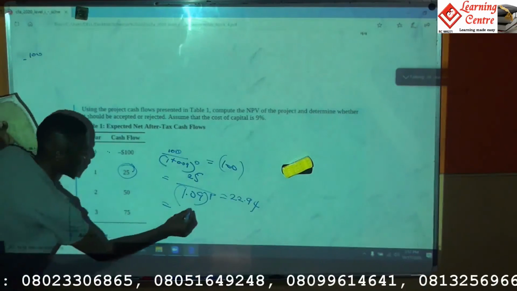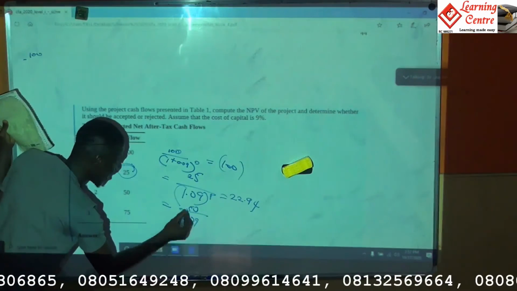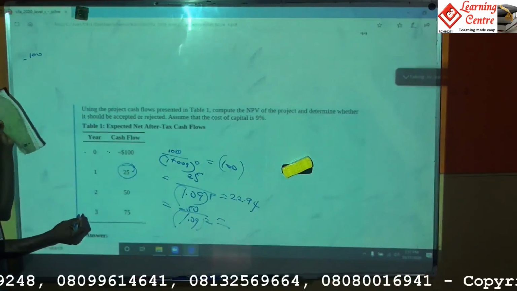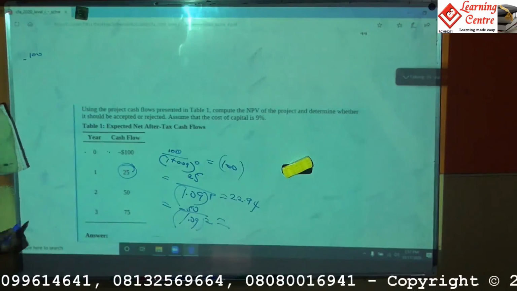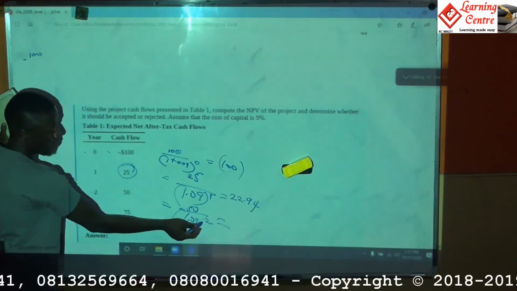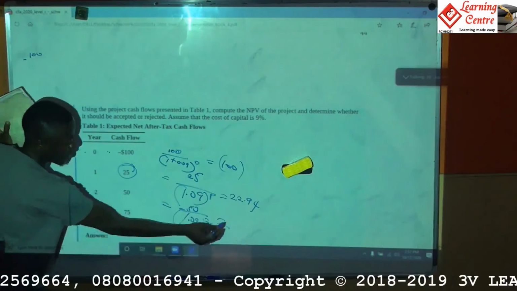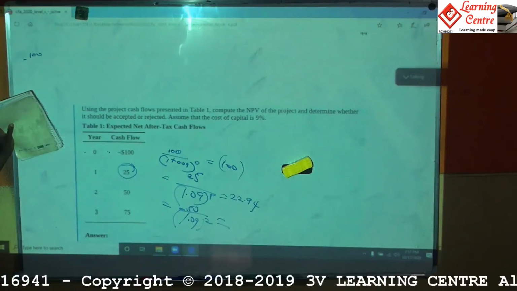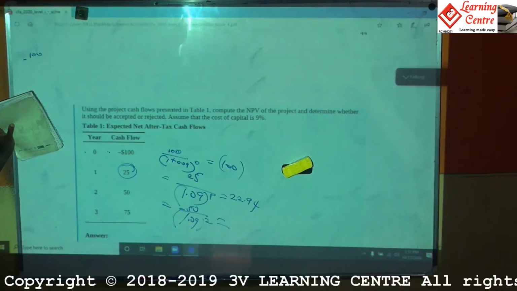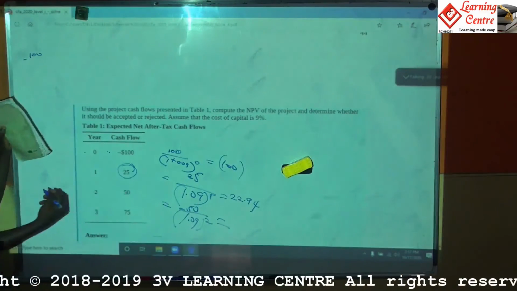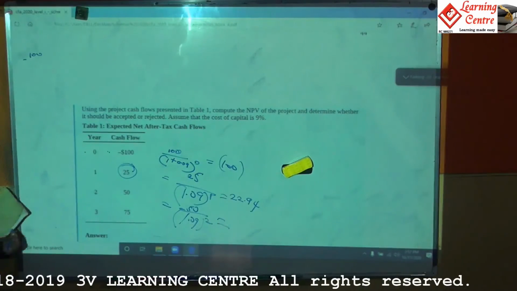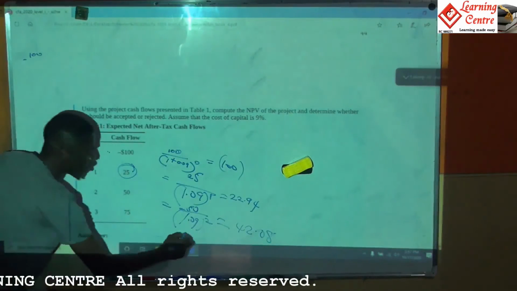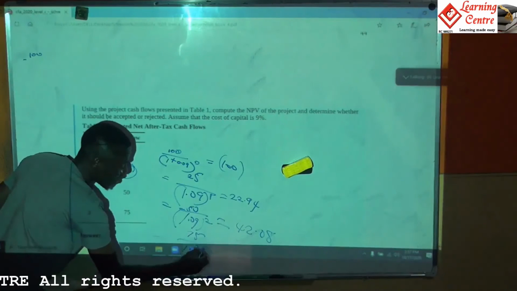Now we move to year 2. It's going to be 50 divided by 1.09 raised to power 2. The best way to do it is first do the one down first. 1.09 raised to power 2, Abi. You now do 50 divided by whatever you get, and you get your answer. Are we good? So what's our answer? Please, let's all try it. If you're having any difficulty, you should let us know. 42.08. So move to year 3, it's going to be 75 divided by 1.09 raised to power 3.